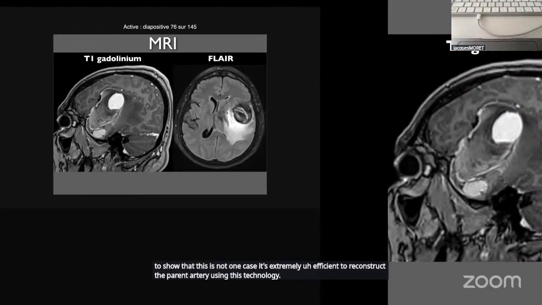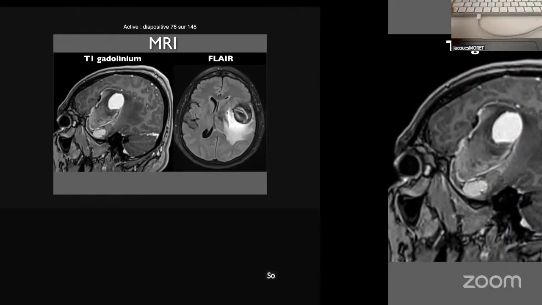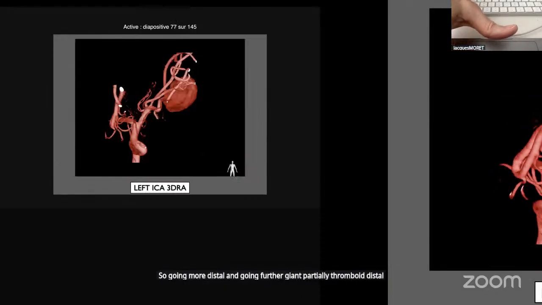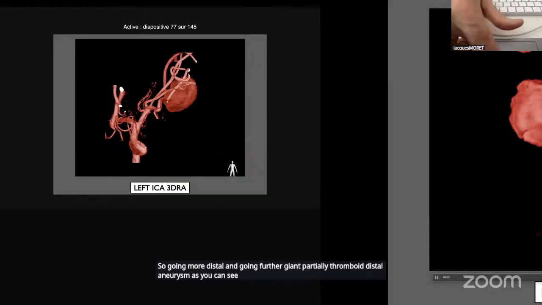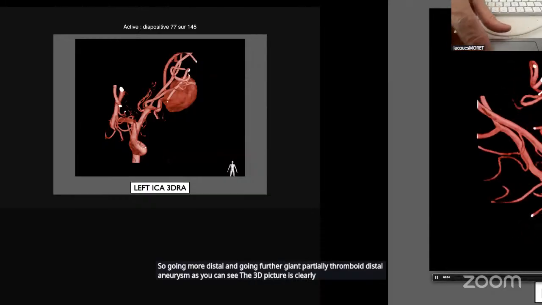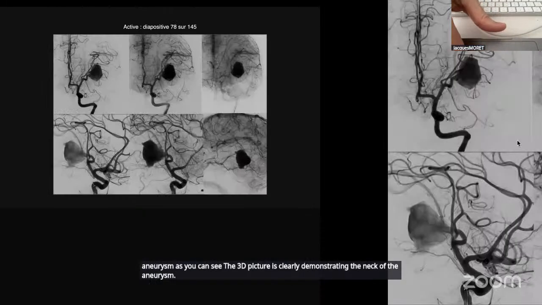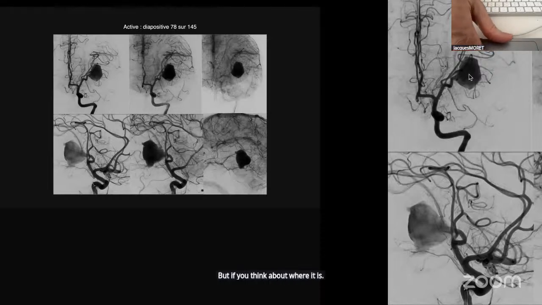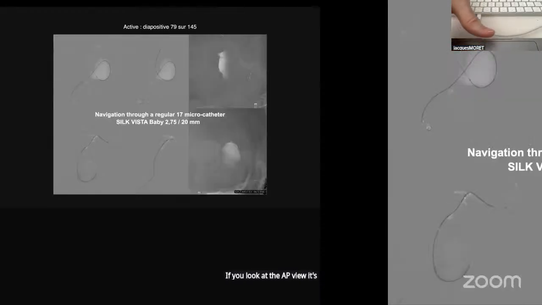So going more distal and going further, giant partially thrombal distal aneurysm, as you can see. The 3D picture is clearly demonstrating the neck of the aneurysm. But if you think about where it is, this is extremely distal. If you look at the AP view, it's a M4. So we navigated through the sac and then to extend.